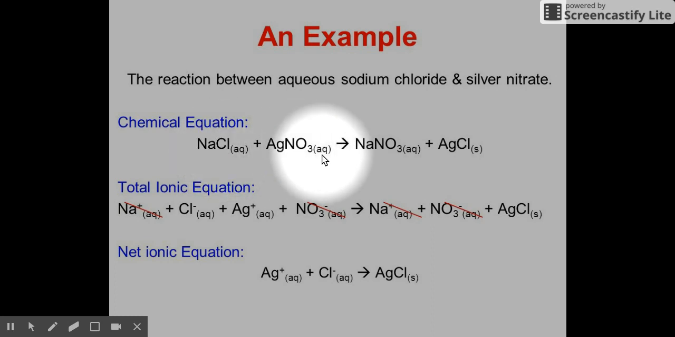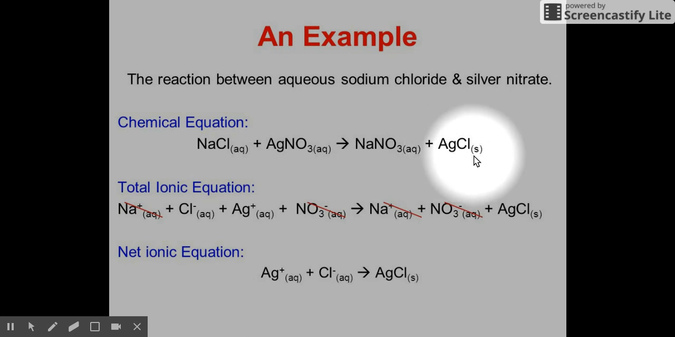Therefore, the products that you will get in this reaction are sodium nitrate. So always begin with the cation followed by the anion following their charges. And this is aqueous, and your silver chloride, which is solid. Now, take note of the phases of the substances. We begin with two aqueous substances, and in the products we still get one aqueous product, sodium nitrate, but the other one is a precipitate solid.